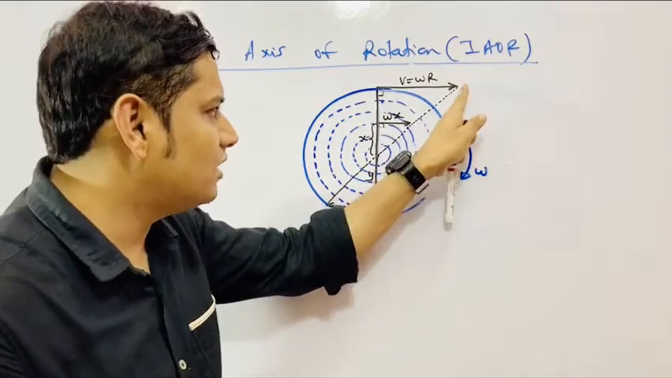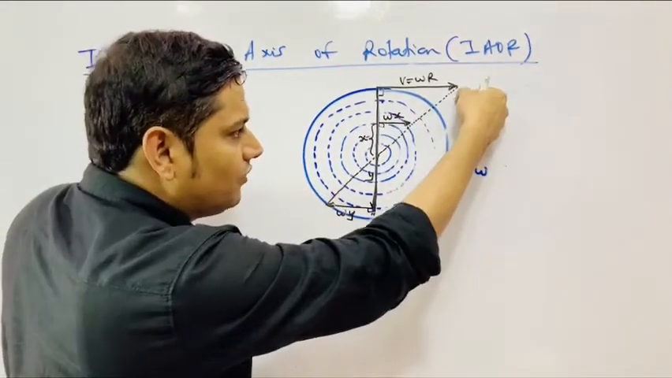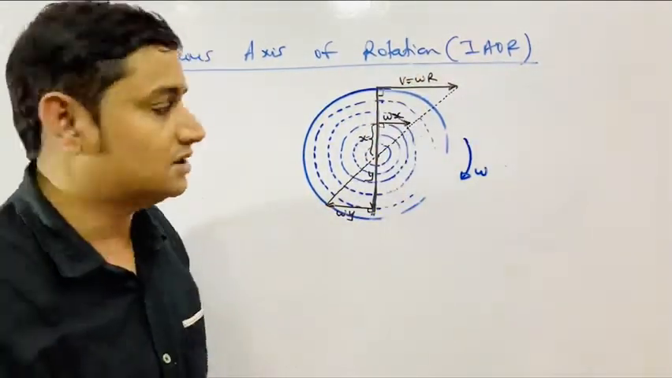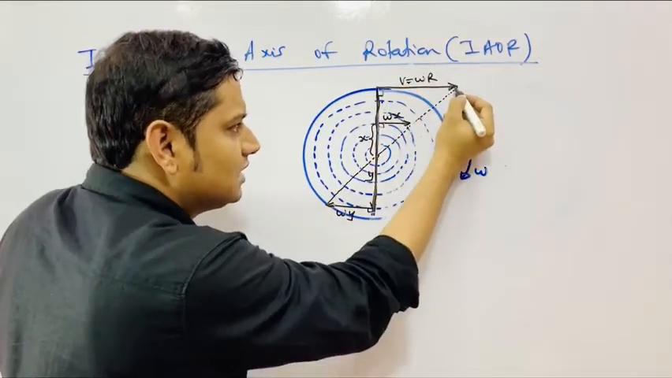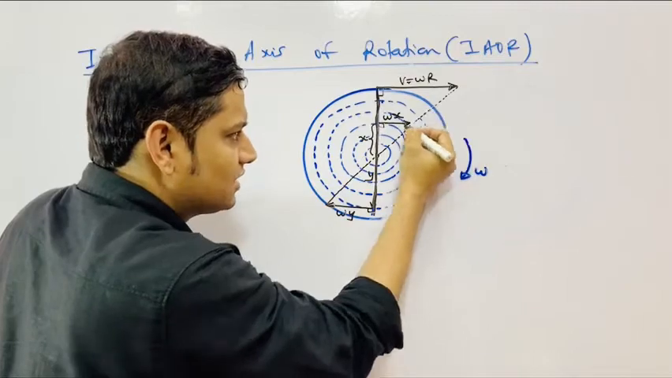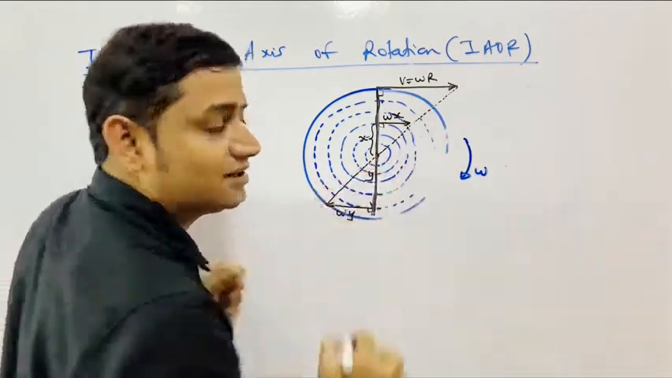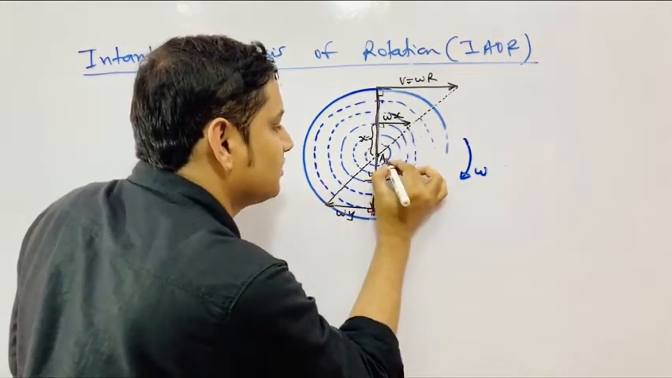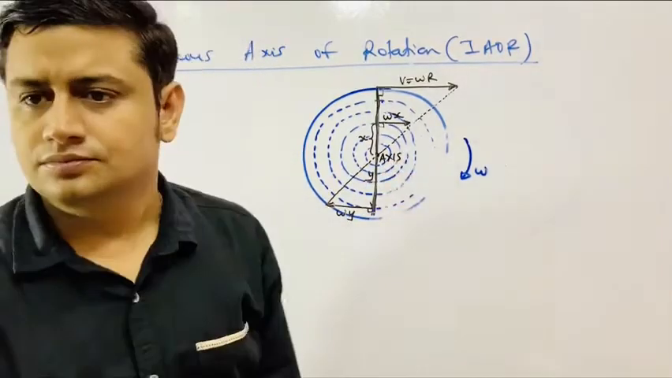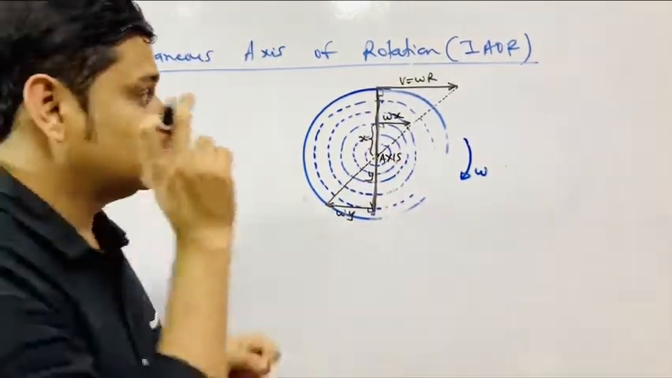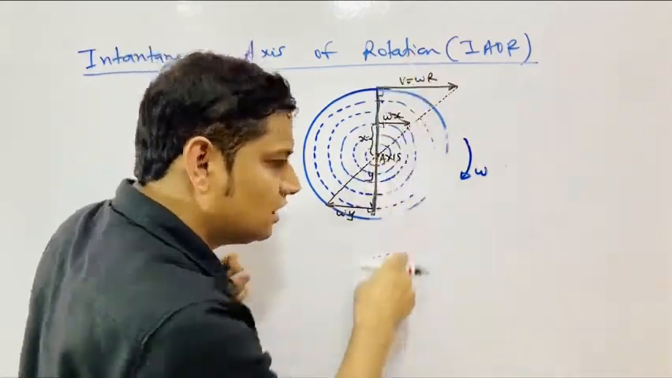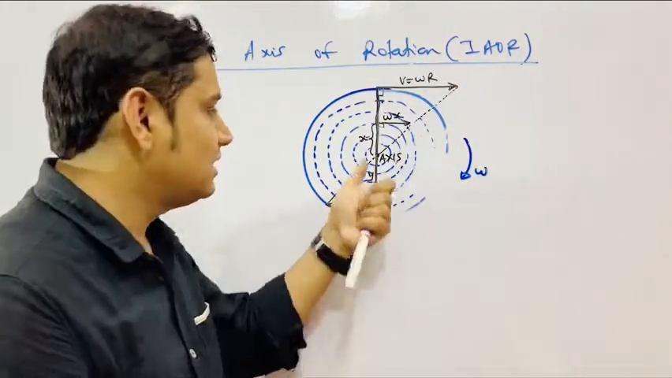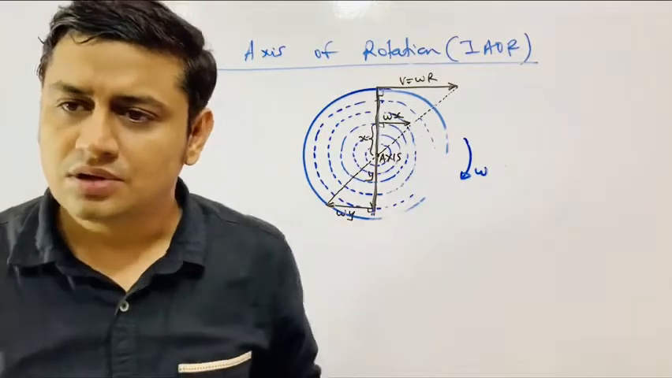If I join the heads of all these vectors and the tails of all these vectors, the line joining the heads of these vectors and the line joining the tails of these vectors intersect at a point. That is the axis of rotation. The line joining the heads of all the vectors and the line joining the tails of all the vectors intersect at the point that is the pure axis of rotation.